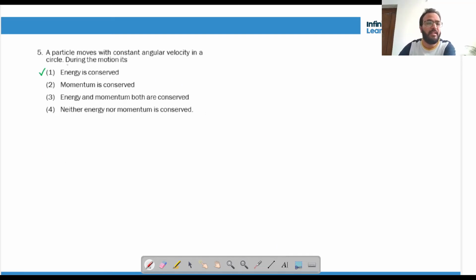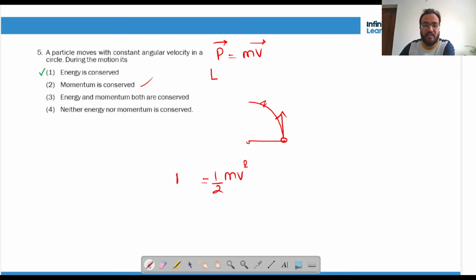Okay, a particle moves with constant angular speed in a circle. During its motion, obviously its velocity is changing, so momentum is not conserved. What is linear momentum? Linear momentum is m times vector v. Since velocity is always changing its direction, we can say momentum is not conserved. But yes, if omega is constant, its energy is conserved, half mv square. This is scalar, so this is conserved.